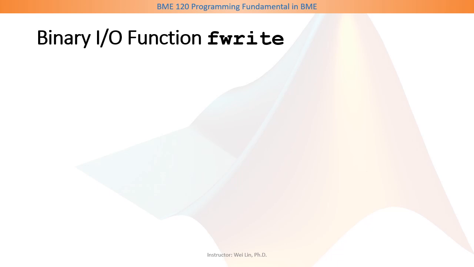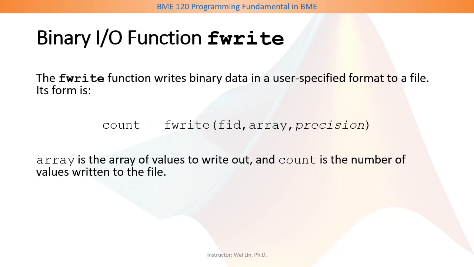After we open the files successfully using the fopen function, we're going to either write data to the file or read data from the file. The fwrite function writes binary data in a user-specified format to a file. It has a form as follows, and it needs 3 inputs. The first one, FID, is the file ID obtained from the file open operation, that is, from the fopen function.